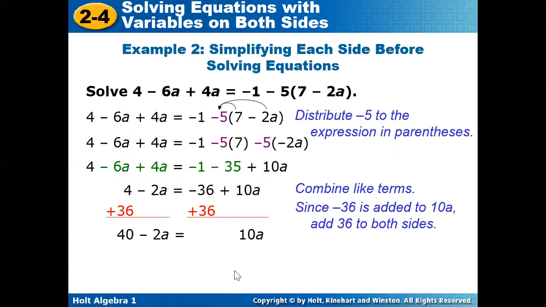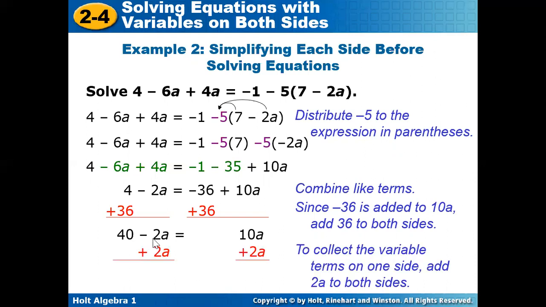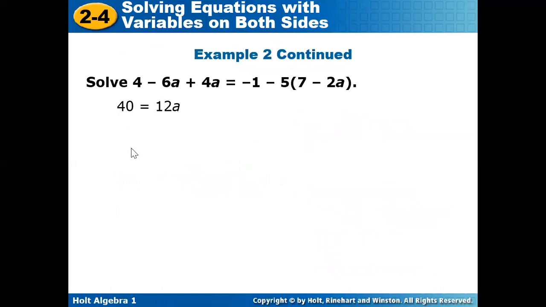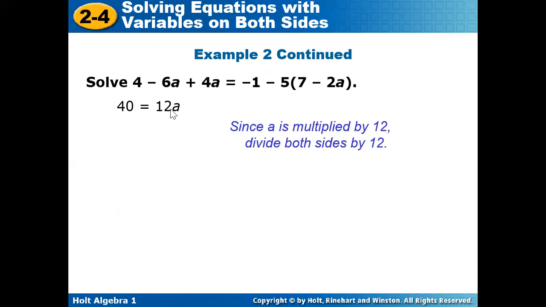But now we have to get the variable terms on the same side. We are subtracting 2a here. So we're going to add 2a to both sides, giving us 40 is equal to 12 times a. And we continue on with our operations. The opposite of multiplication is division. So we're going to divide both sides by 12. These 12s cancel out, gives us a is equal to 10 over 3, because 40 divided by 12 reduces to 10 over 3.